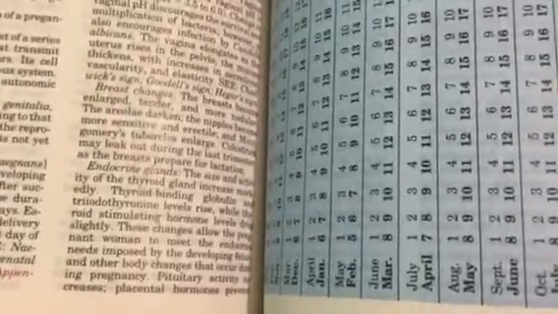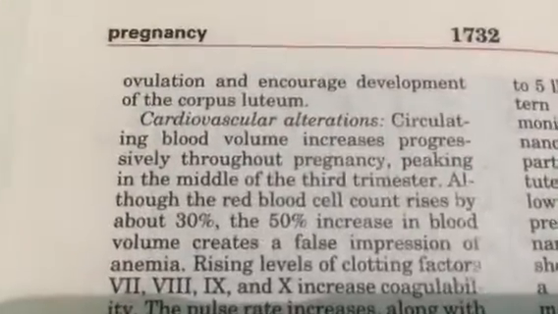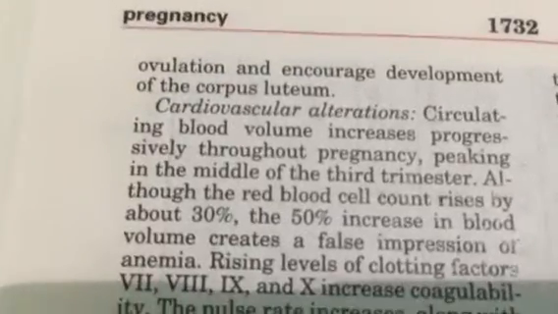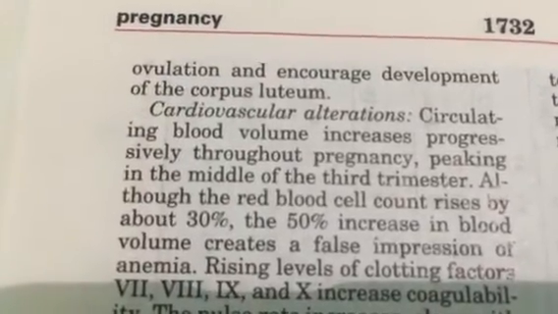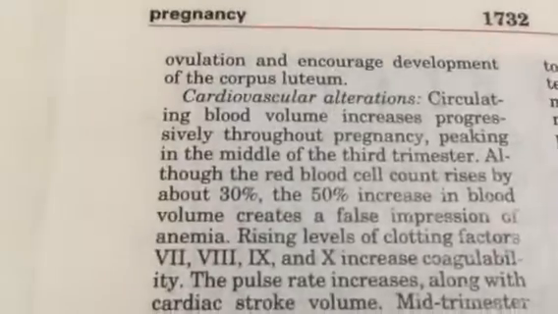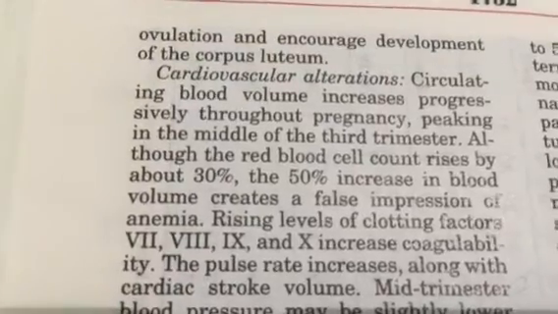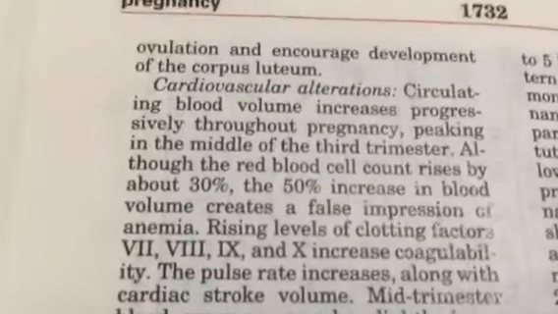Pituitary activity increases. Placental hormones prevent ovulation and encourage development of the corpus luteum. Cardiovascular alterations, circulation: blood volume increases progressively throughout pregnancy, peaking in the middle of the third trimester.